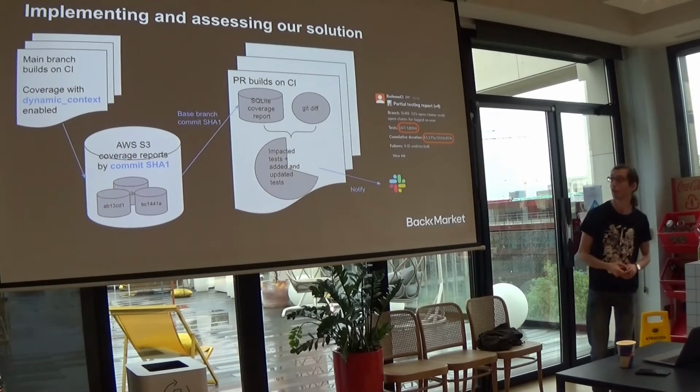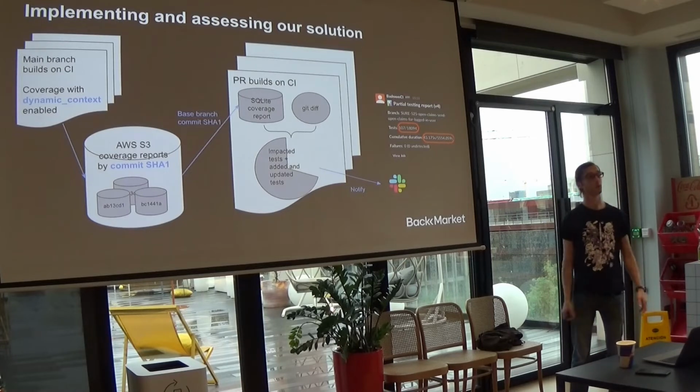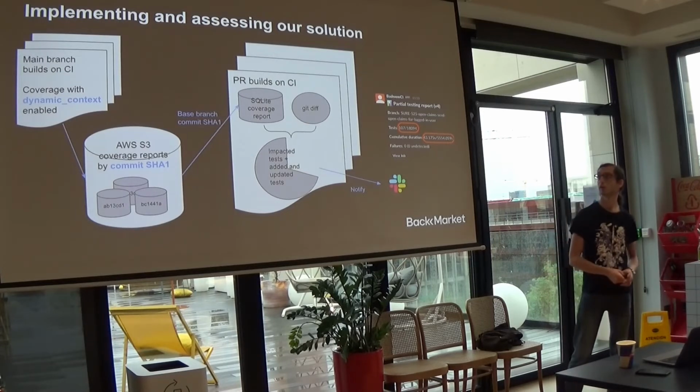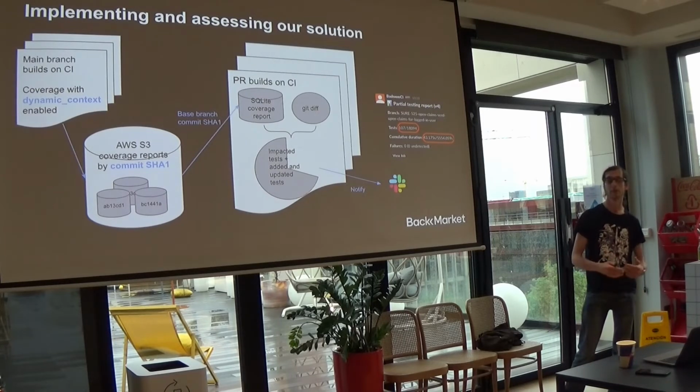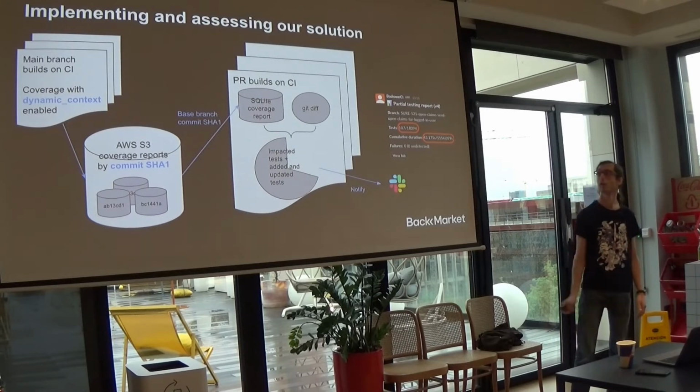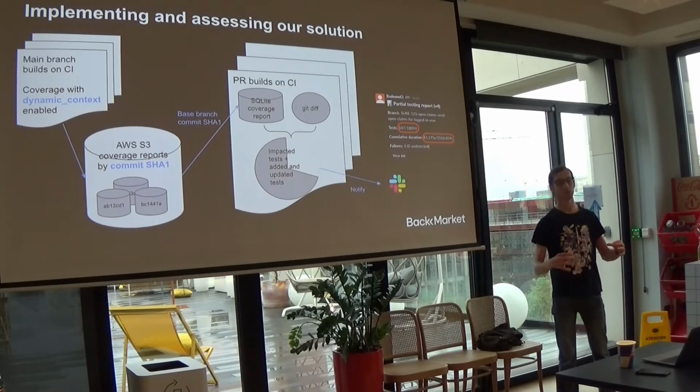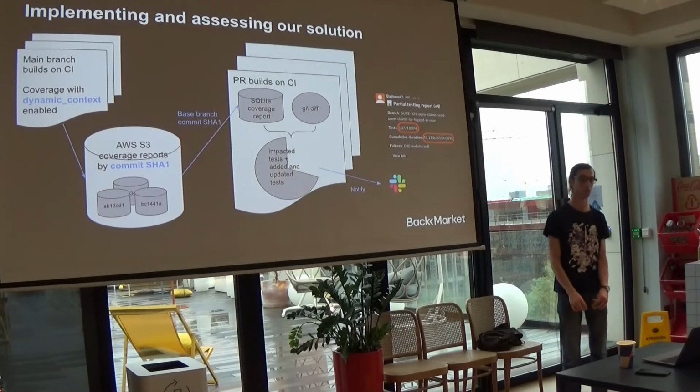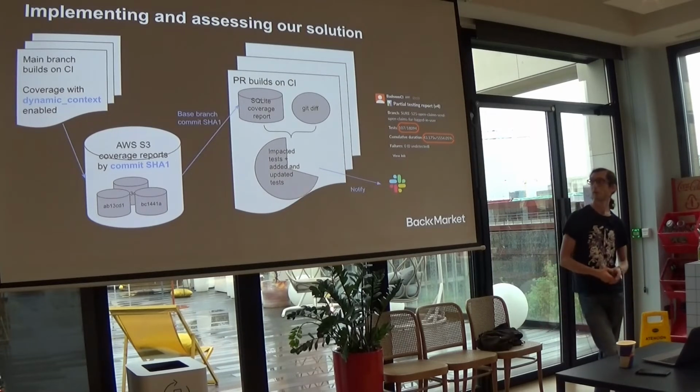developer branch. And then on pull requests that are built on the CI, we basically retrieve the correct coverage report based on the SHA-1, and we end up retrieving the coverage report SQLite database. And with that, we also apply the git diff on the pull request to get the list of modified files, modified test, added test, deleted test, everything.